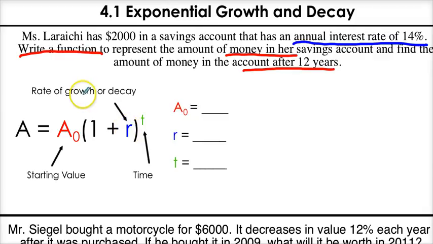R is the rate of growth or decay. If something's growing, like the money, then this is going to be a positive number. If it's decaying, then it's going to be negative. And then finally, T is the time. That's how much time you're looking for. All right, so let's take a look at how to write this equation.